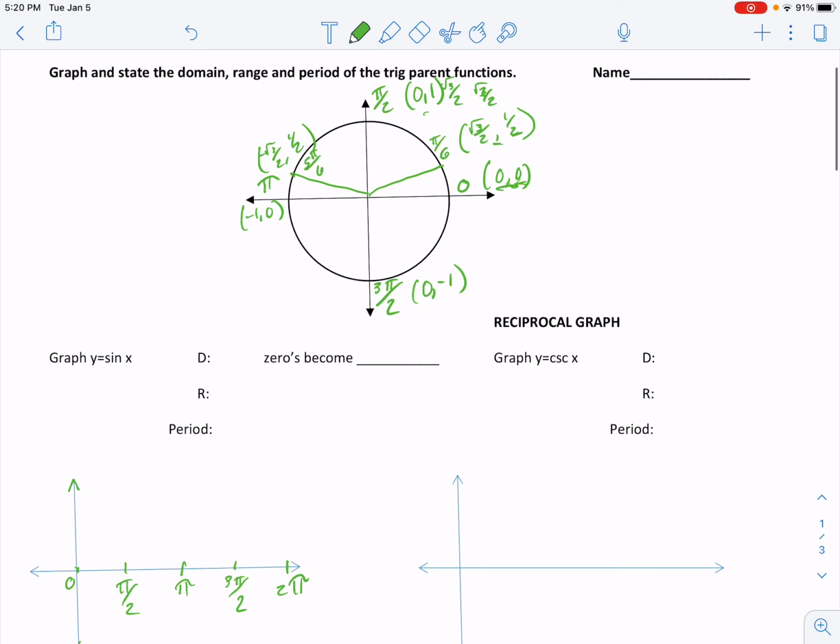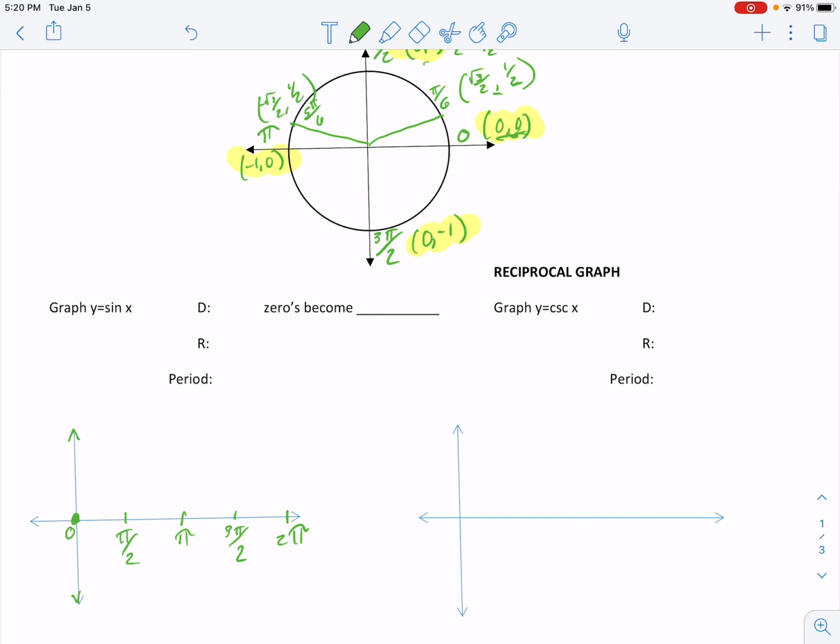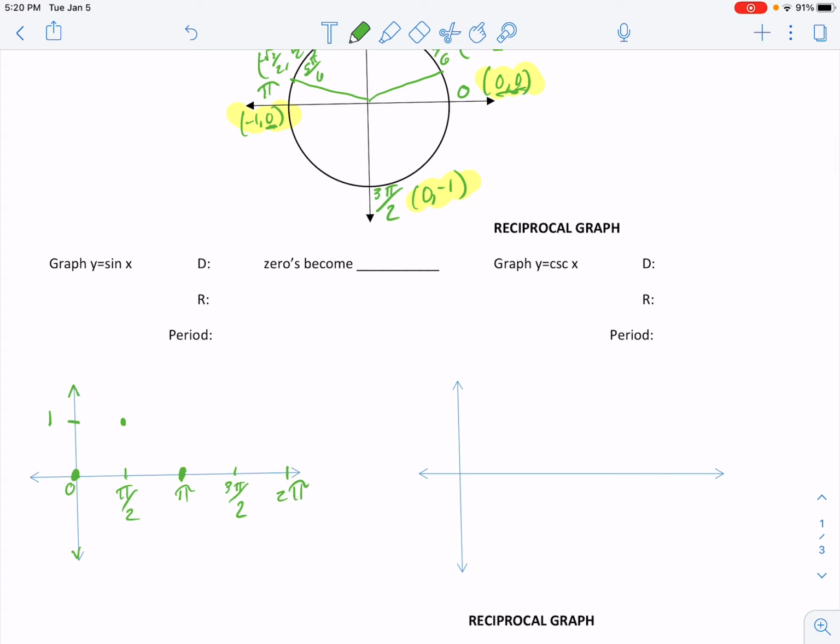But I'm going to plot just the ones on the axis first. So at 0, my y value is 0. At pi over 2, my y value is 1. Okay, so this is 1. At pi, my y value is 0. And at 3 pi over 2, my y value is negative 1. And at 2 pi, I came back around at 0.